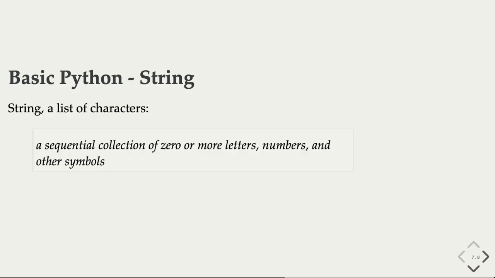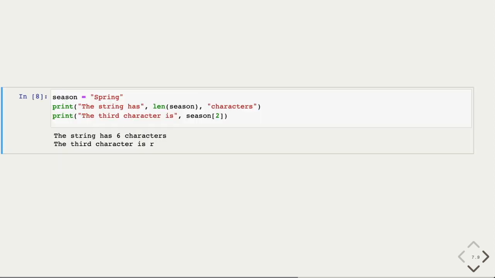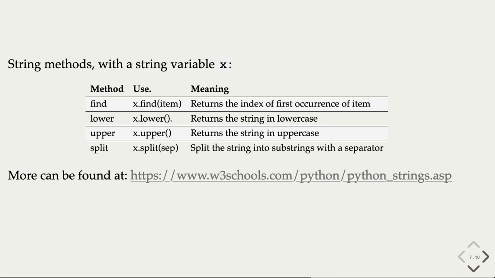A string is essentially a list of characters, or a sequential collection of 0 or more letters, numbers, and other symbols. Because a string is essentially a list, you can continue to use functions such as len for the list, and the same indexing mechanism to access individual items or characters in the string. There are functions associated with the string class.